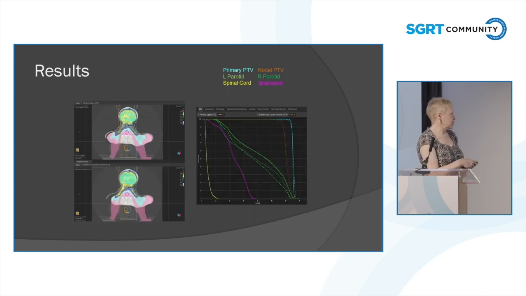So here we have the coplanar plan calculated on the cone beam CT, and you can see that there's slight differences in DVH curve and the slight difference in organs at risk. Now, with the parotids, that's probably because of the volumes just being copied over rather than actually re-outlined on the cone beam CT. The cord and the brainstem, though, there's hardly any difference between the planned and the treated.